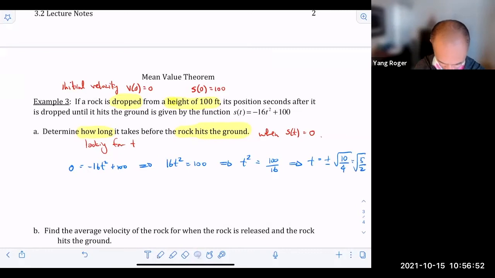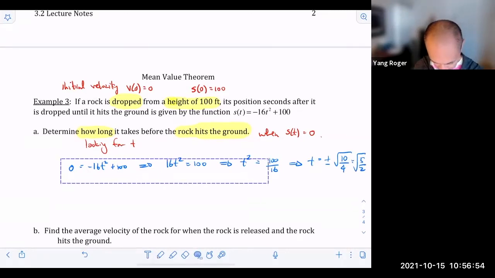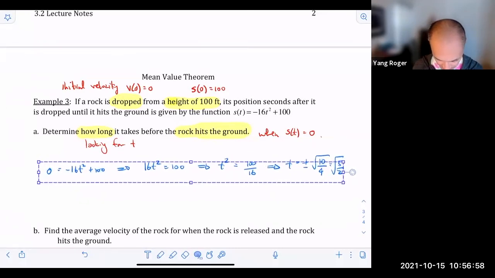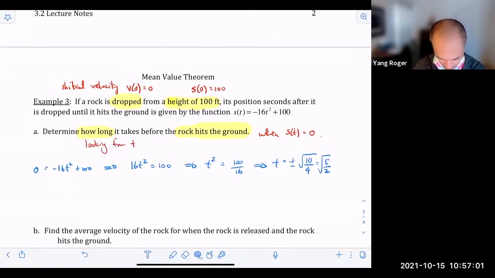Ran out of room somehow. Hold on. So we can slide this over. And I wanted to include my units, that's seconds. So that's going to be how long it takes.